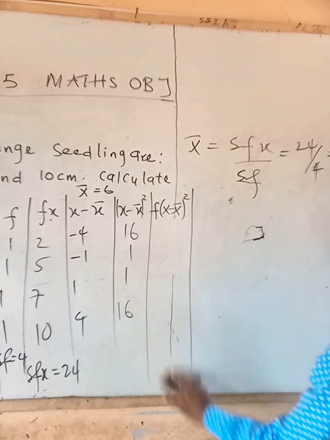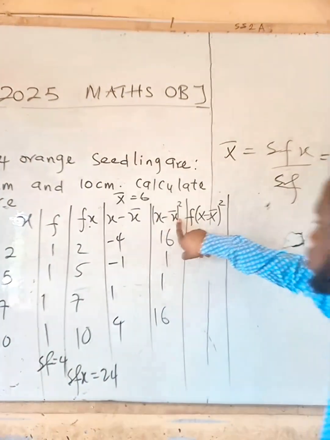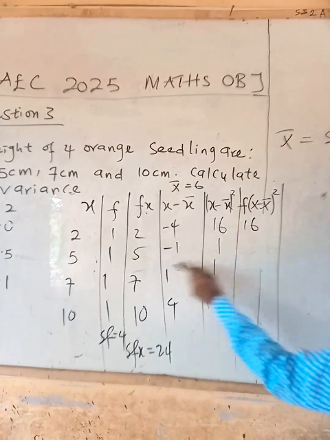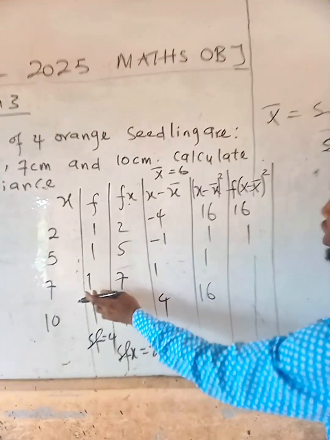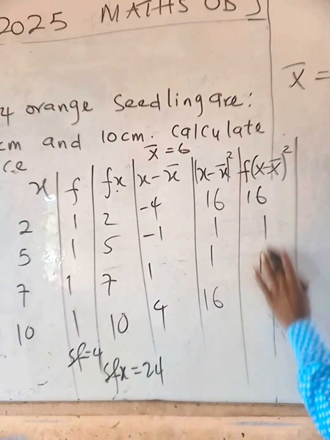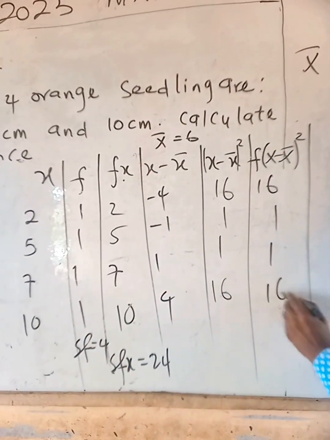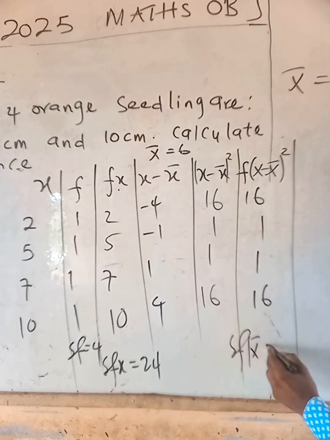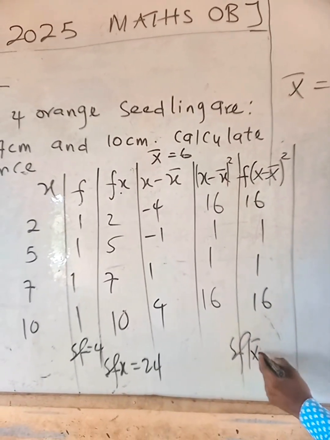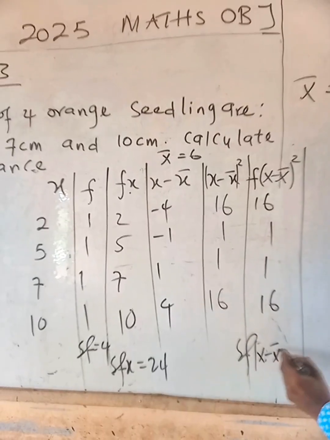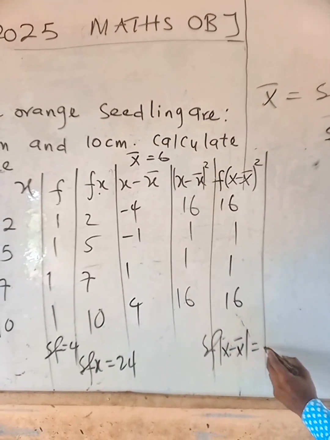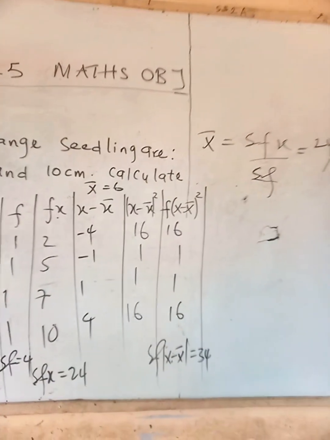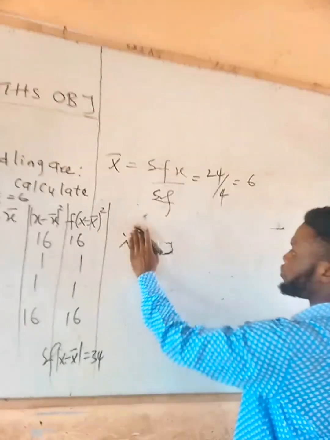So we are multiplying this f column with this column. That will be 1 times 16 is 16. 1 times 1 is 1. 1 times 1 here is 1. And 1 times 16 is 16. So summation f times x minus x bar square equals 34.